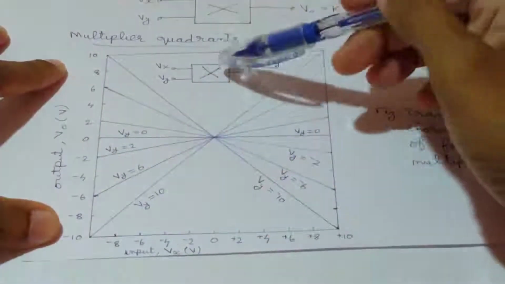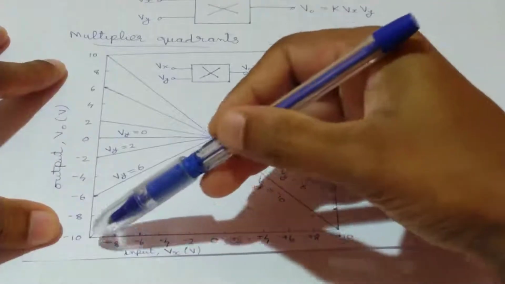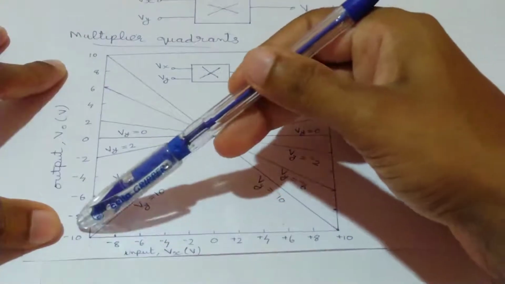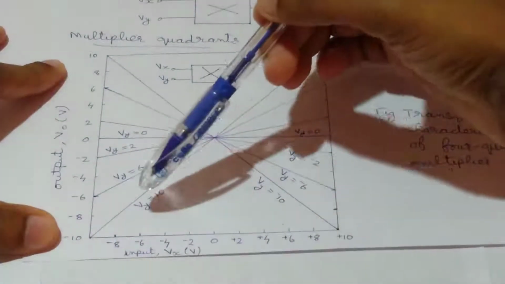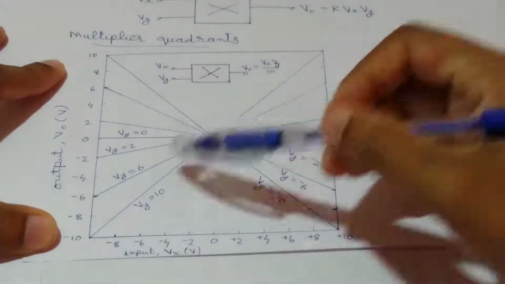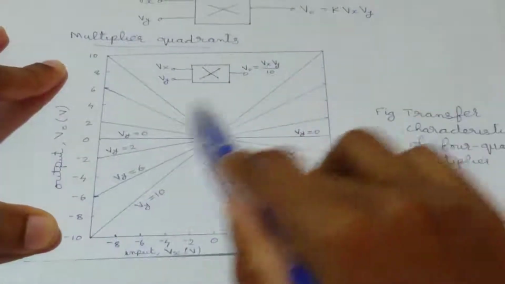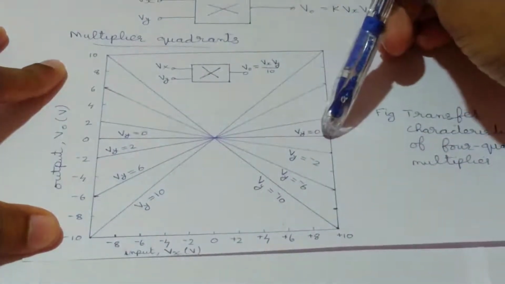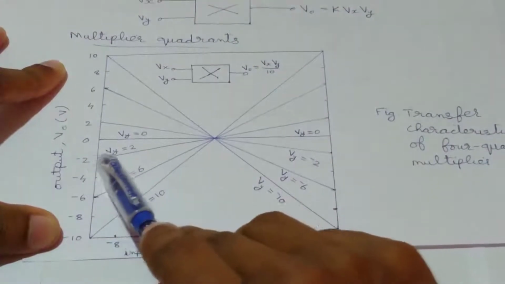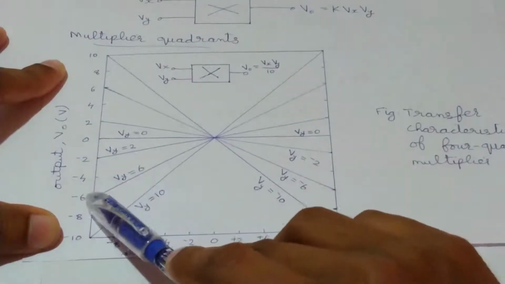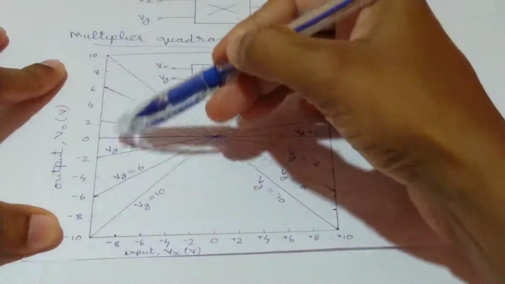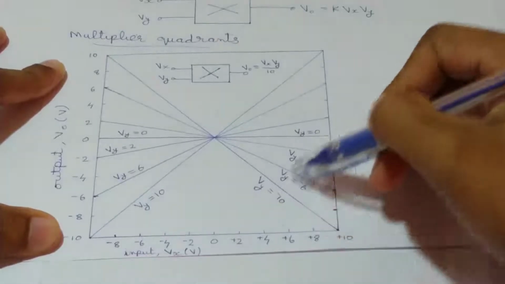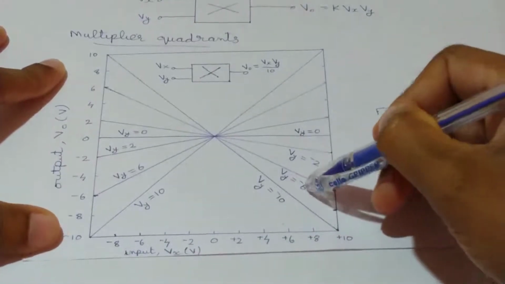And here we can see in this transfer characteristics, the input Vx is marked on the x-axis. The Vx value is ranging from minus 10 volt to plus 10 volt. And here we can see the Vy values are marked. For different Vy inputs, we have different lines. For Vy equal to 0, we need to consider this horizontal line. For Vy equal to 2, we need to consider this line. For Vy equal to 6, we need to consider this line, like that. Here we have the positive Vy values and here we have the negative Vy values: 0, minus 2, minus 6, minus 10, like that.